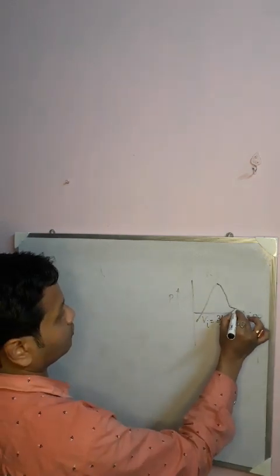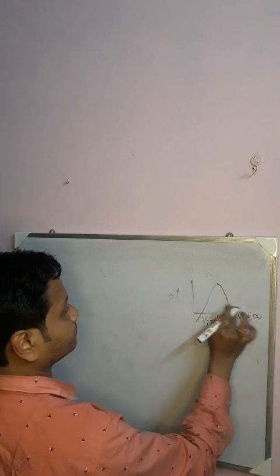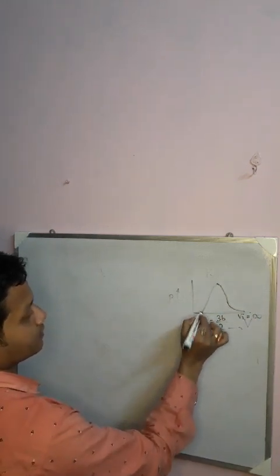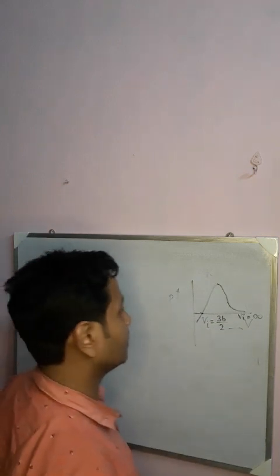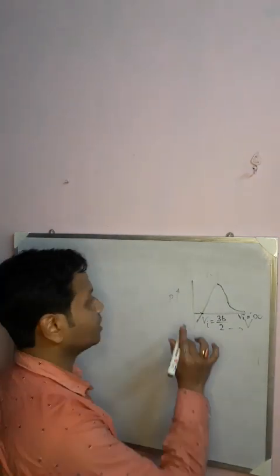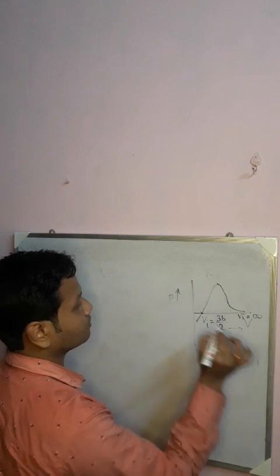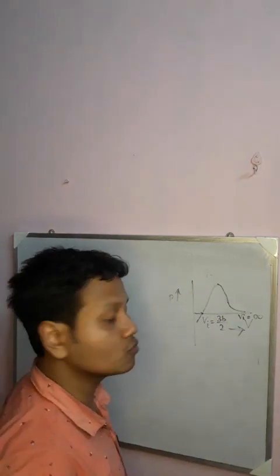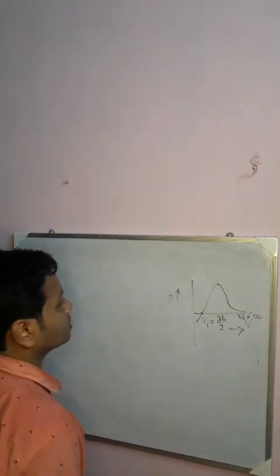So the curve looks like this. Here this intercept is 3b by 2 and this is infinite. So if you draw a PV curve, in this case a pressure volume curve, then the curve looks like this. So by using these two values of V, we will determine the two inversion temperatures.